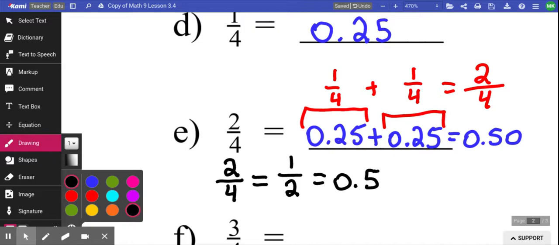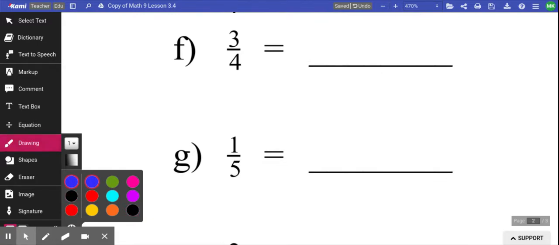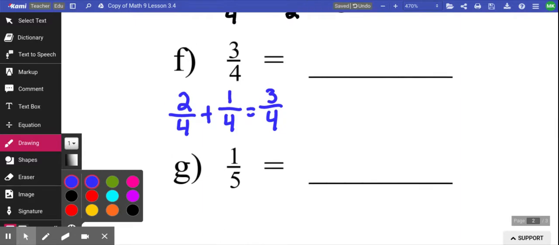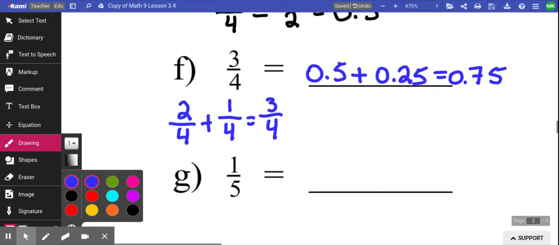3/4. The way that I would tackle 3/4 is I would realize that 2/4 plus 1/4 would equal 3/4. And I know that 2/4 is 1/2, which is 0.5. Plus another fourth, which is 0.25, would equal 0.75. Again, people seem to be pretty good with the fourths.